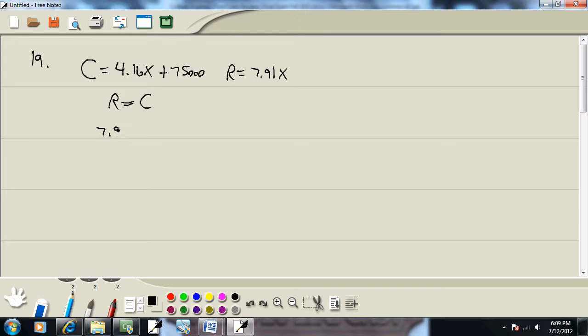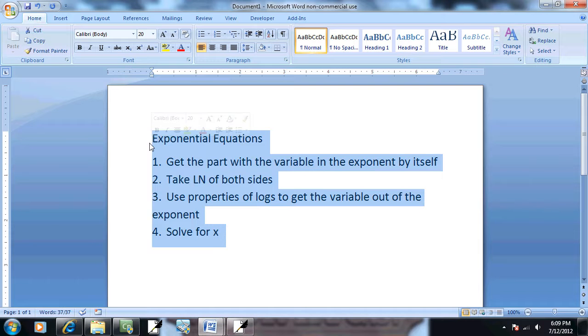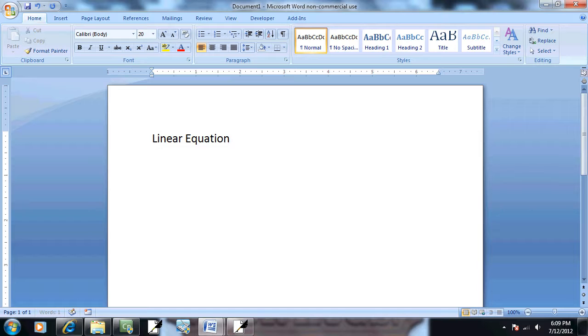So I got 7.91x equals 4.16x plus 75,000. Now this is a linear equation, so I'll go through my steps for that. First step, get rid of parentheses. Actually, let me refresh your memory on those steps. Okay, linear equations. We have a note up top.